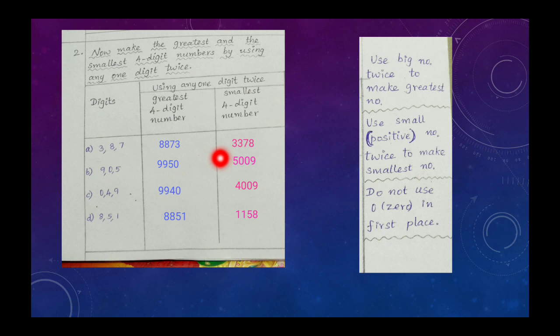Okay. Then what else can we do? Start from smallest digit, writing 2 times. Here smallest digit is 3, so write it 2 times, 33. Next smallest 7, next smallest is 8.